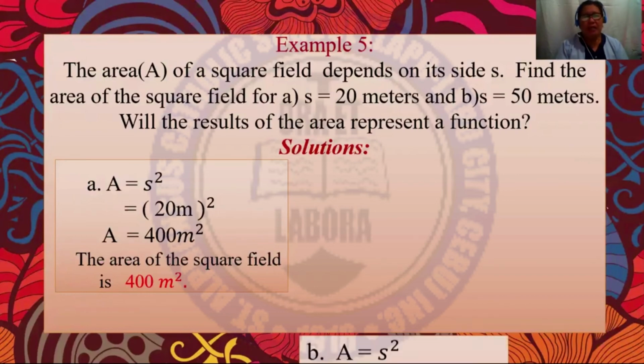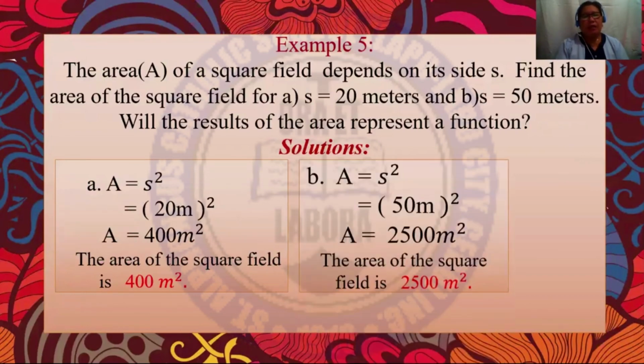For our second solution, A is equal to S squared. So the measurement now of the side is 50 meters. You square 50, that is 2,500. And square also meter, then you will have 2,500 meters squared. So the area of the square field is 2,500 m squared.